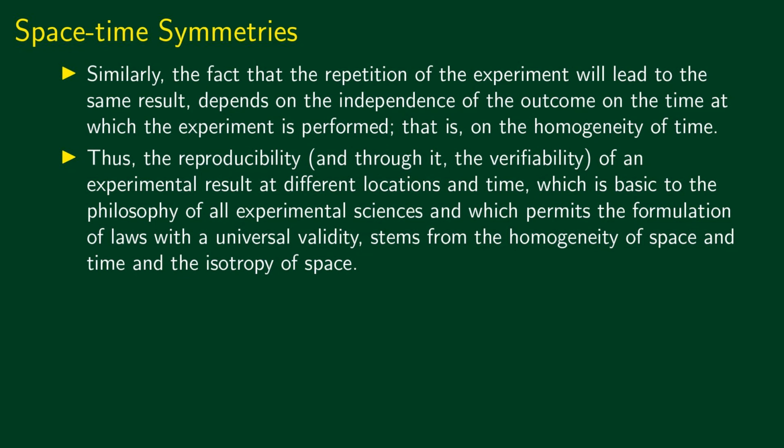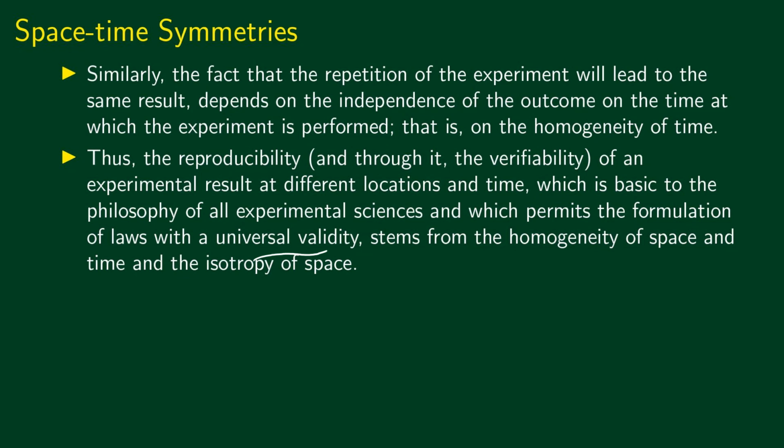In science, reproducibility is very important. Someone may claim certain experimental results, but this cannot be verified until people at different locations and at different times actually verify this or reproduce the same experimental results under similar conditions. And this process is important. It's basic to all experimental sciences. And this is what permits the formulation of laws with universal validity. Laws which are valid everywhere and at all times.